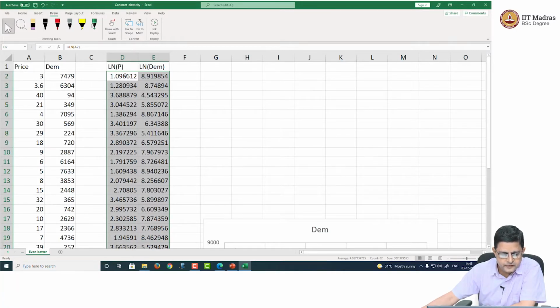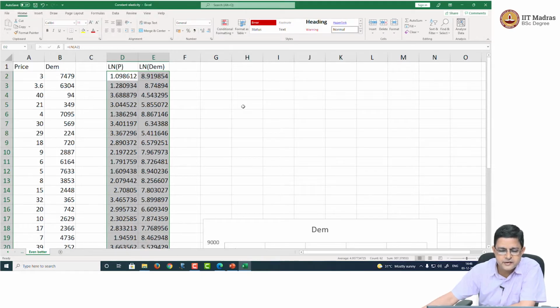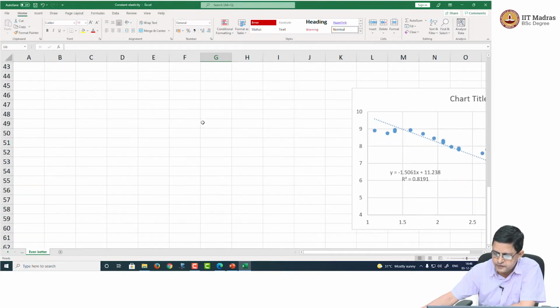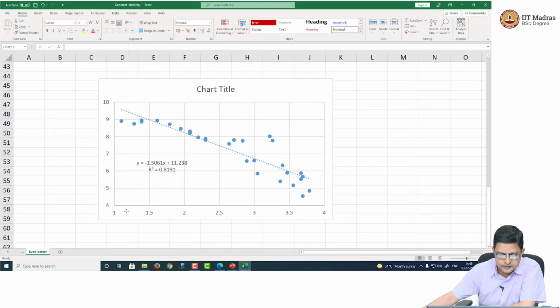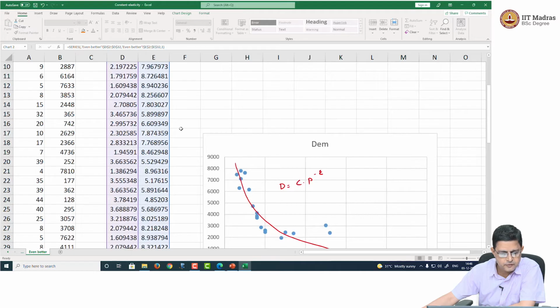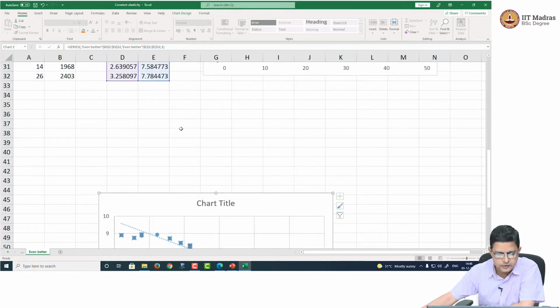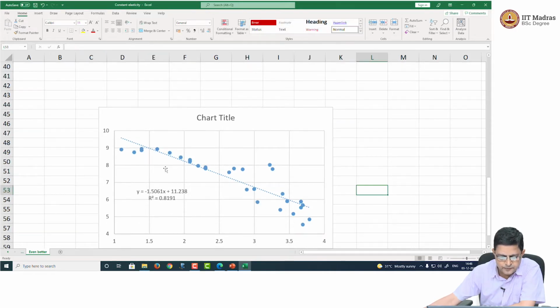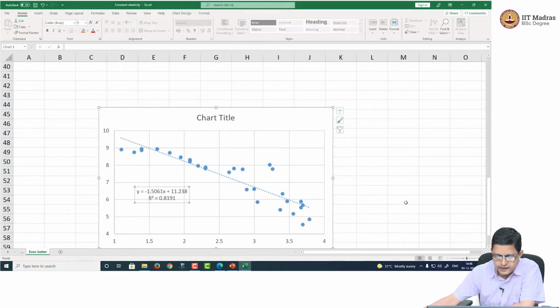Now, if I plot the relationship between the log of price and the log of demand, I expect that relationship to be a linear relationship. Let us try to see whether it is really a linear relationship. I have plotted a scatter plot of this. And clearly, when I take a log of this, you can see that these are the log values, and the plot looks nicely linear. I have also plotted the linear trend line, and I have also plotted the R squared.